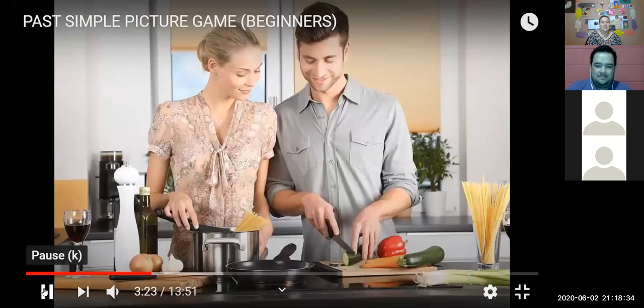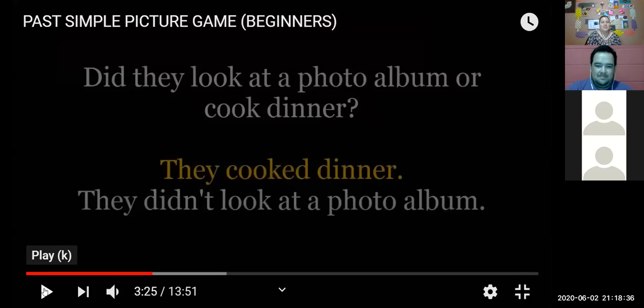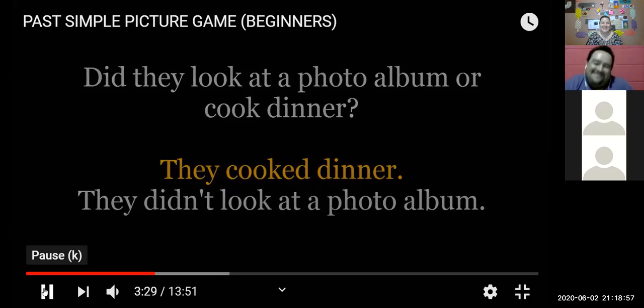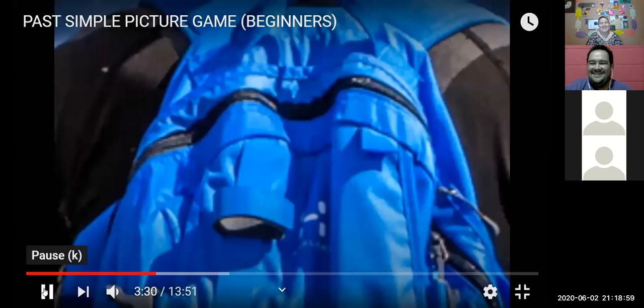They cooked dinner. They didn't look at a photo album. You're like, yes, I got it. Correct. I want my star. You want your star here. Right here. Okay. Sorry. I was wrong. It's okay. More chocolates tonight.